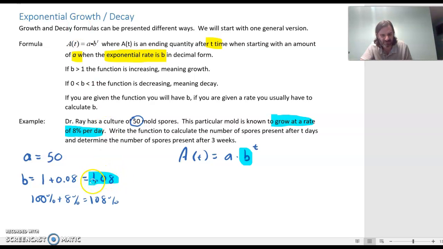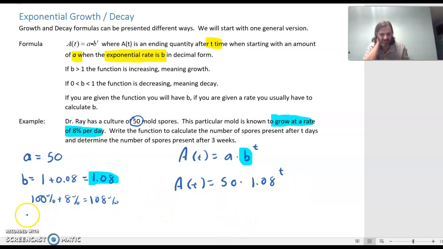in our function. So we have a starting amount of 50, and we're adding 8% each time, which means we're keeping the original 100%, which is 1. So our rate will be 1.08. So the function will look like A of t equals 50 times 1.08 to the t. Okay, now that's the function.